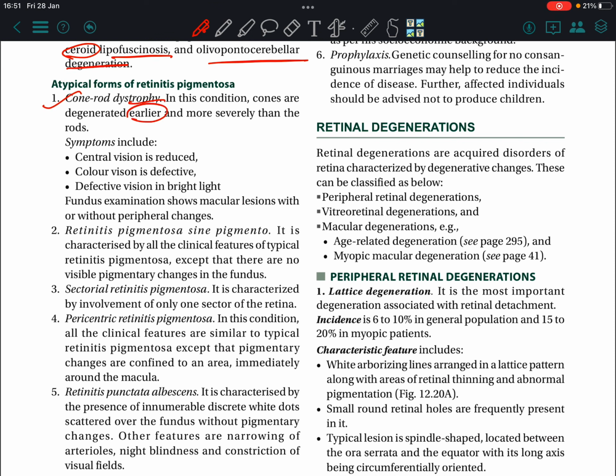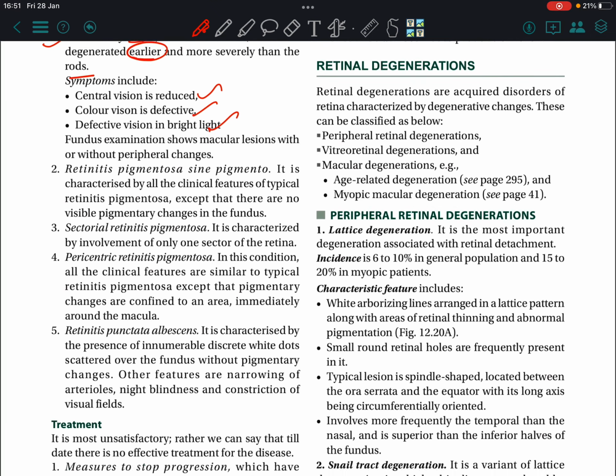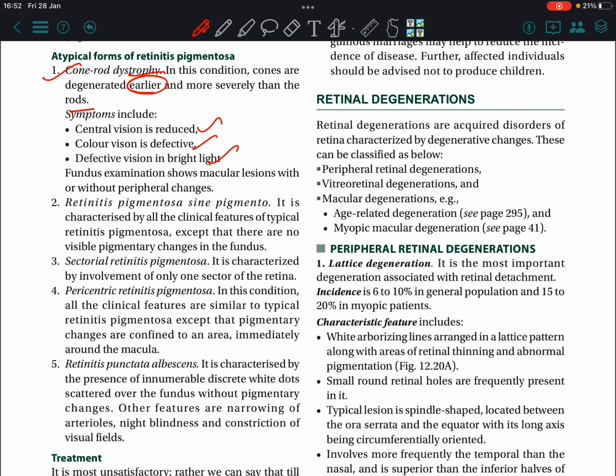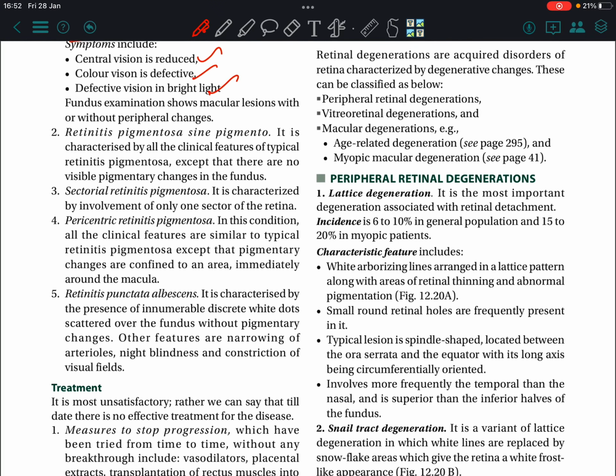In this condition, cones degenerate earlier than rods. Central vision is reduced first. Color vision is defective, and there is defective vision in bright light. It is directly opposite to the rod-cone dystrophy, that is, retinitis pigmentosa.